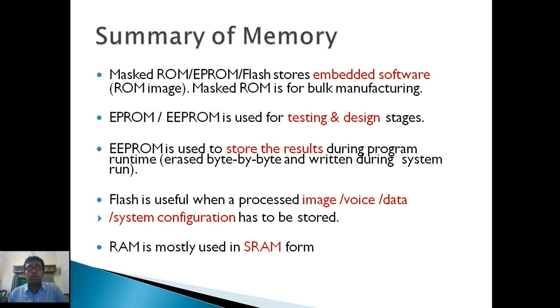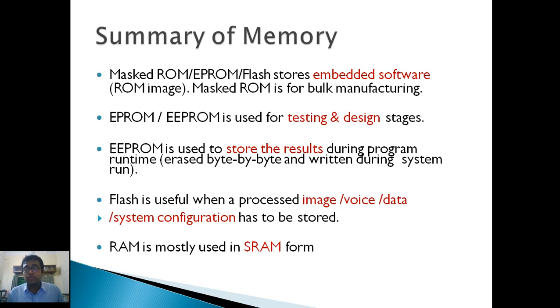Electrically erasable programmable ROM is used to store the results during program runtime, erased byte by byte and written during system run. So the electrically erasable programmable ROM will be written during the system run. When the system is running, all the data has been written in the EEPROM, and it will always be erased byte by byte.